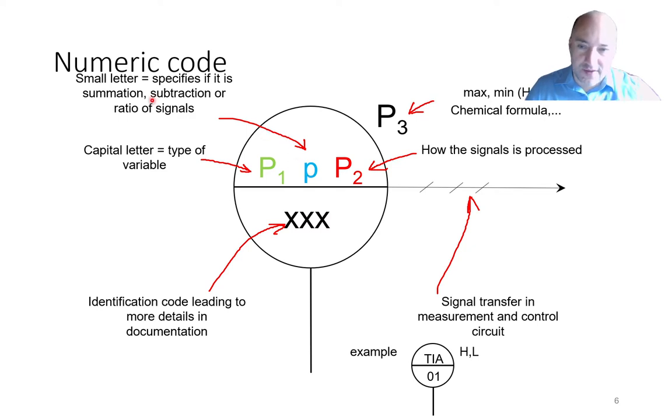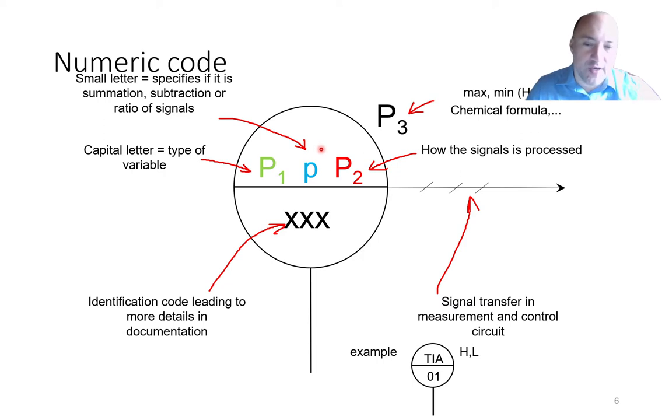The second letter, if it is a small letter, will specify if this is a summation, subtraction, or a ratio. So it may happen that for some process reasons you are interested not directly in the variable that you measure, but in a summation or subtraction of variables. So for example, let's say you measure temperature, but in your process you are not interested in just the temperature value, but in some temperature difference. So you are, for example, rolling some sheet metal, and you would measure the temperature at both ends of this sheet metal, and you need these to have the same temperature. So you are looking for the temperature difference.